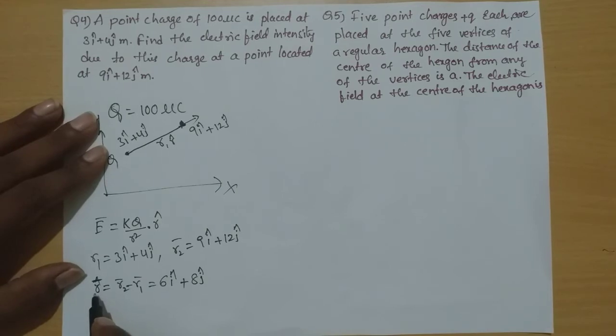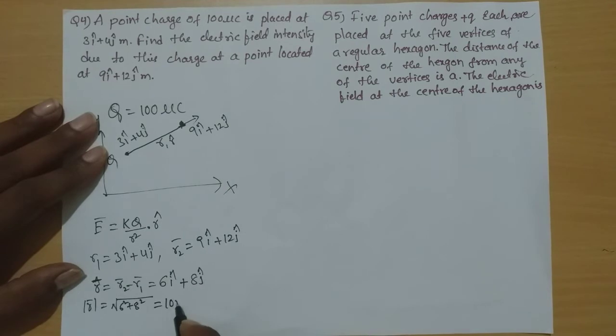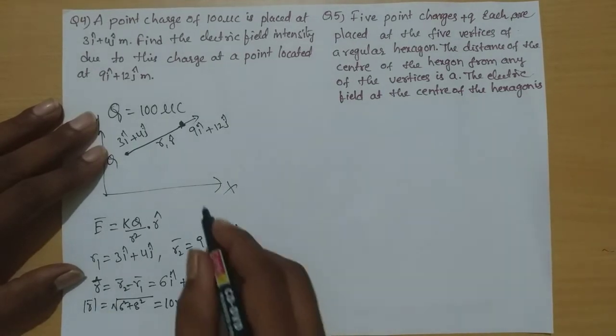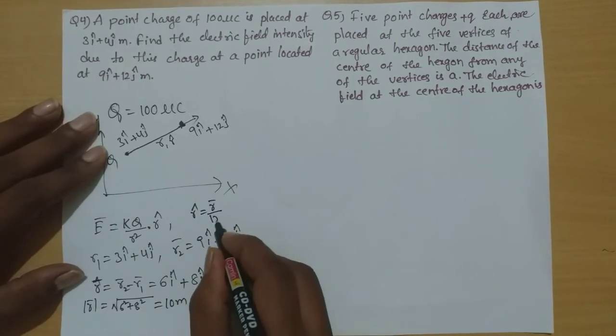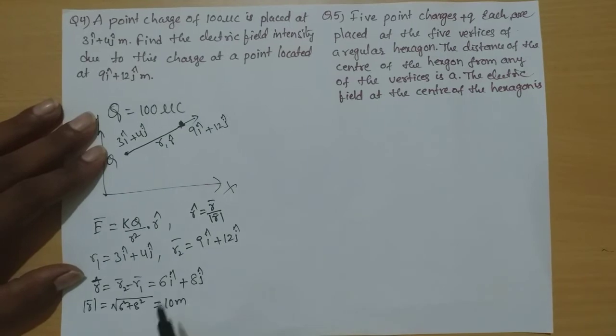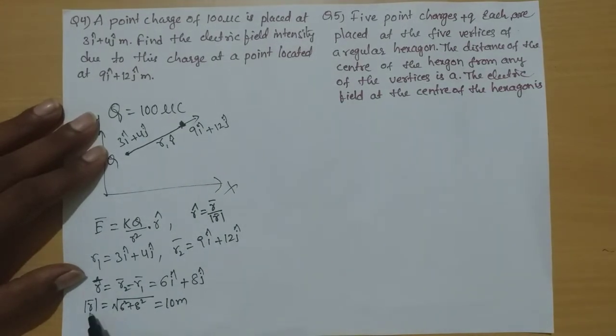Now we have to find the magnitude of this one. Magnitude is the square root of x square plus y square, since it is in xi cap plus yj cap form. So 6 square plus 8 square, 36 plus 64, 100, which is nothing but 10 meters. Okay, so why am I finding all this? We know r cap equal to r bar by magnitude of r bar. So to find r cap we have to find r bar and the magnitude of r bar.